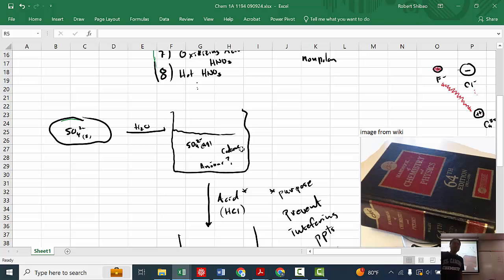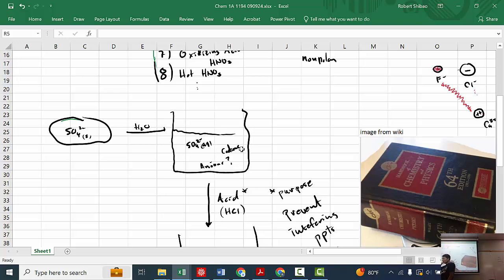And so we don't know how many waters wiggled their way in, and we don't know how many waters are stuck on the surface of the crystal. So what we need to do is dry the unknown in an oven. This was done before lab today. They came in and dried these overnight in the oven. So before lab, somebody came here and dried this.